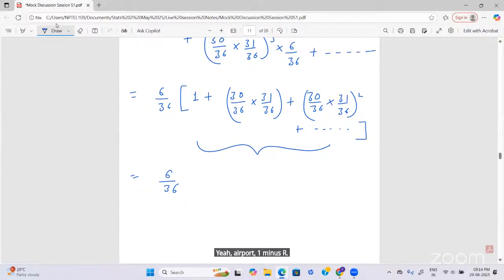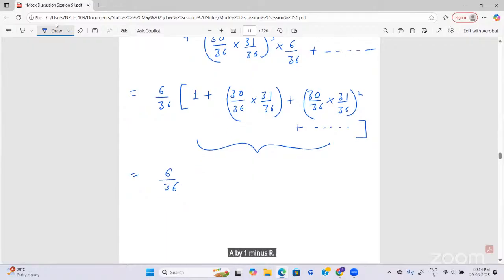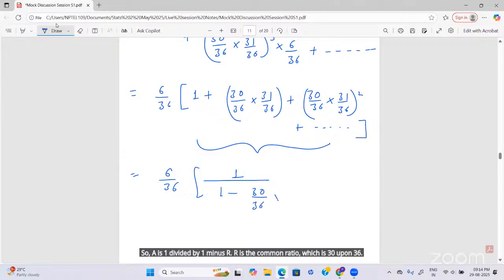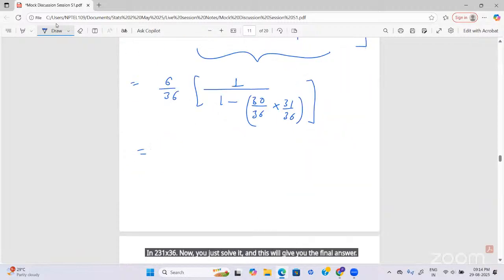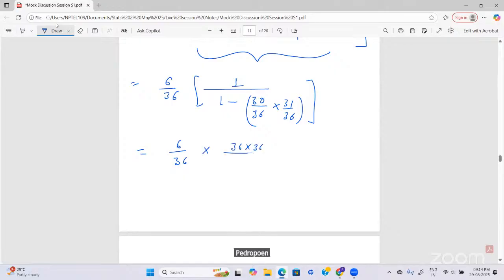A is the first term and R is the common ratio. So here the first term is 1, so A is 1 divided by 1 minus R. R is the common ratio, which is 30 upon 36 into 31 by 36. Now you just solve it and this will give you the final answer. So this is 3 by 36, which is 0.59.